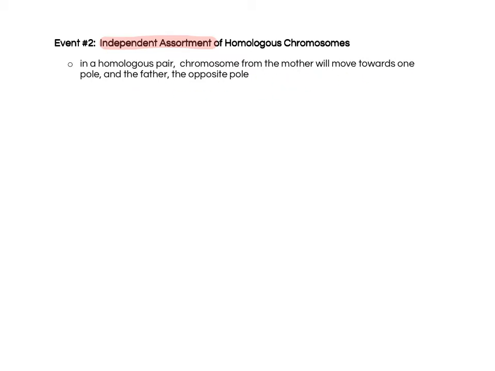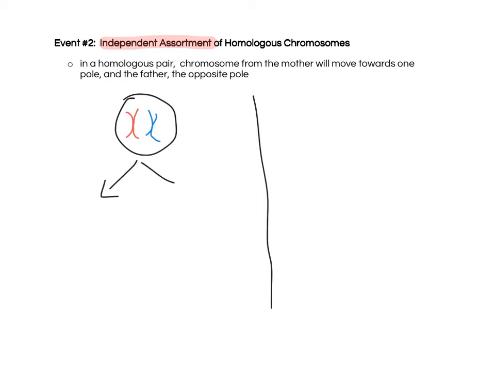So, I'm going to break this little part in half here and say, okay, well, that's certainly true. I know that if I have a homologous pair here, I have a mom chromosome and a dad chromosome in that set, and I know that eventually they're going to end up in a different cell, at the end of meiosis 1.